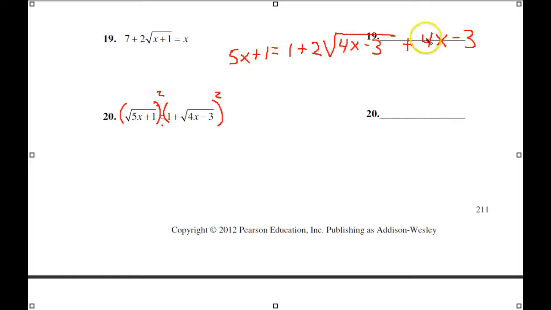We'll do this one in steps. As we square this side, we just get the radicand. As we square this, we use the method of squaring a binomial, which they reviewed in the previous section that we skipped. So we'll do it now.